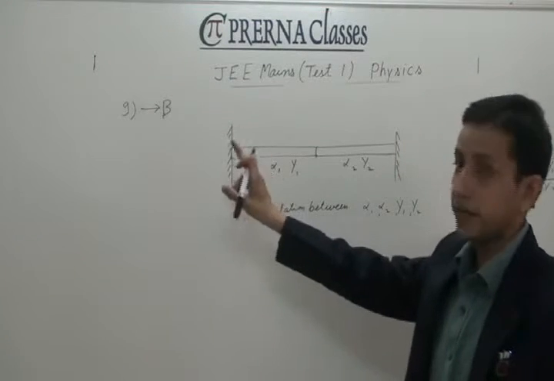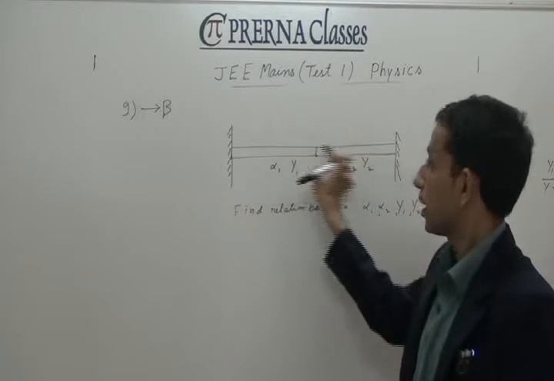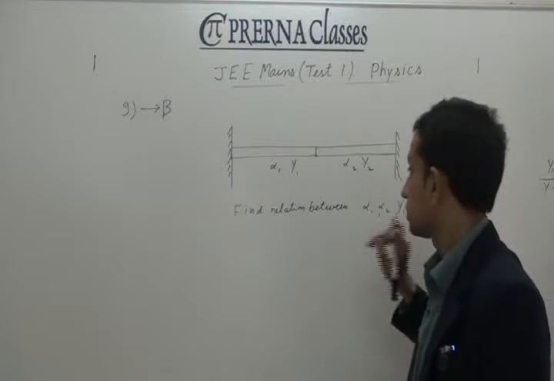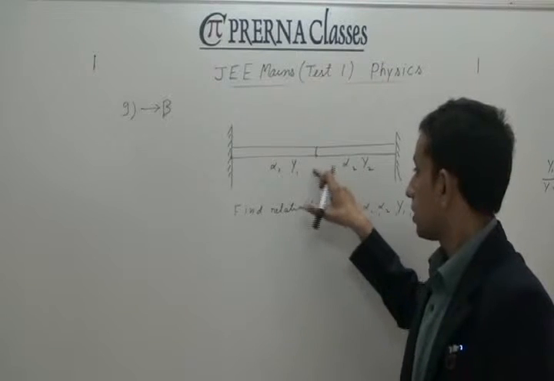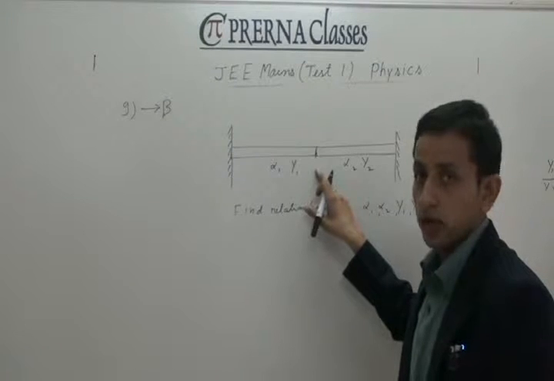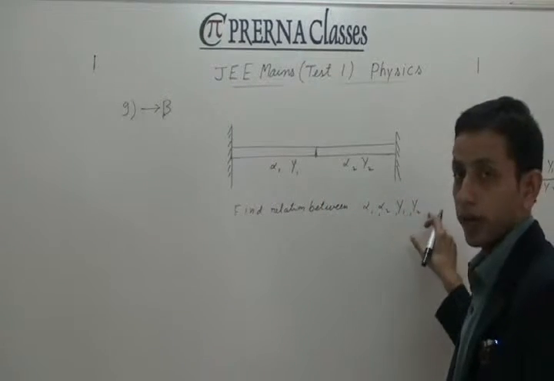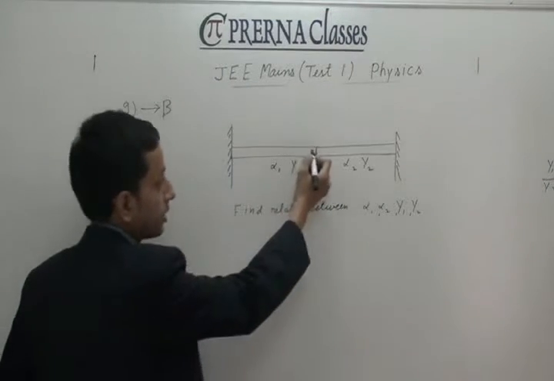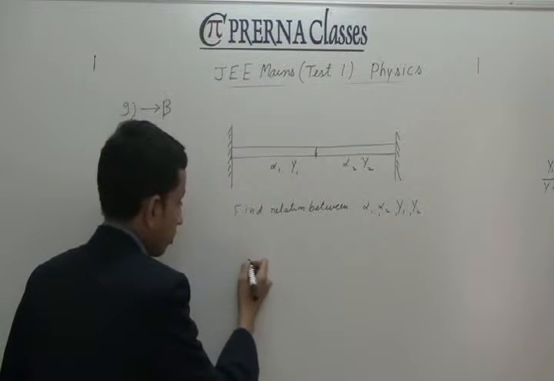Okay, come to question number 9. In question number 9 we have two rods joined to each other as given in diagram and fixed between two rigid supports, and it is given if temperature is increased then the junction point does not move, and we have to find the relation between alpha 1, alpha 2, Y1, Y2. So for this what we are going to do, first we will find the thermal stress developed in the rod. So for thermal stress, what do we write?